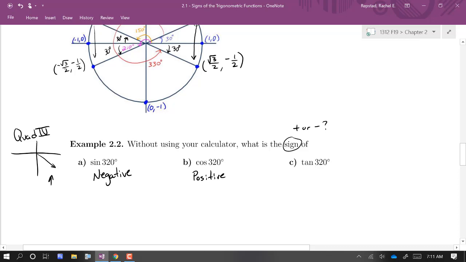Now tangent, that'll be a little bit tricky. We just have to remember here that tan theta is the same as sine over cosine, so this is sine 320 degrees over cosine 320 degrees. And sine we said was negative, cosine we said was positive, and so tangent of 320 degrees is negative.